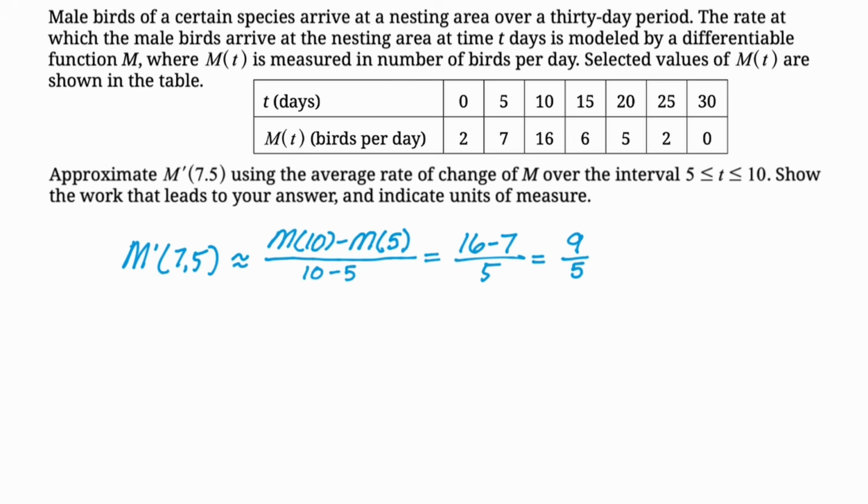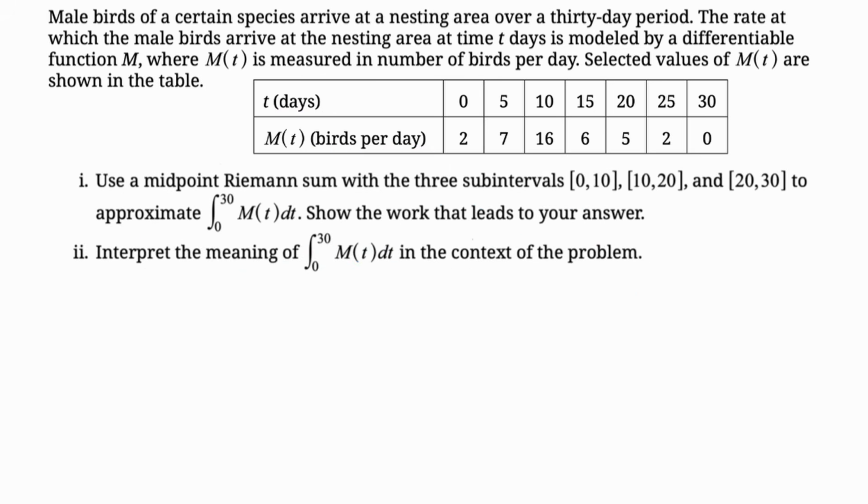We need to include our units of measure. So that's going to be the units of m, which is birds per day, and then per days. So we're going to write birds per day, and we're going to leave it like that. Let's take a look at the next part.